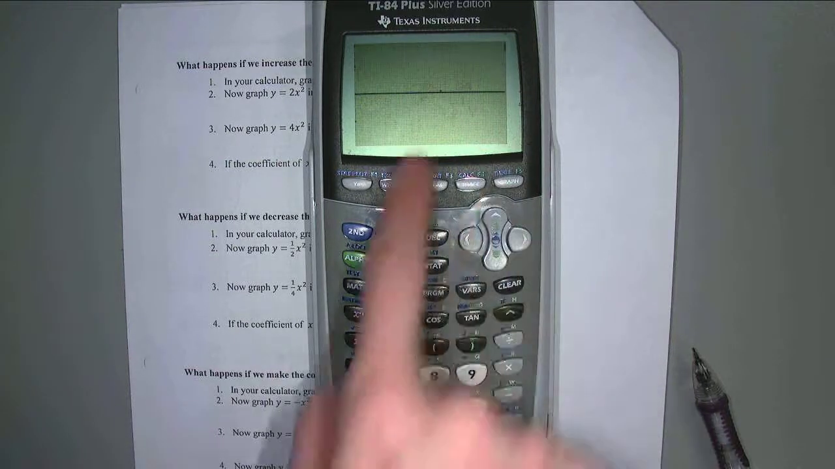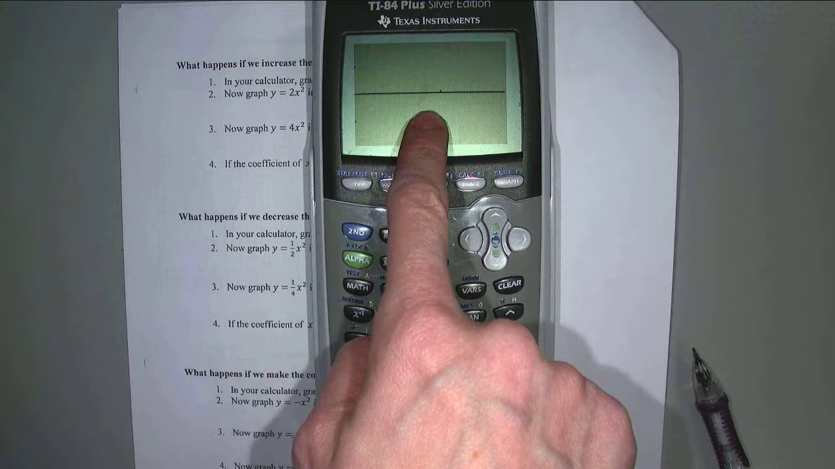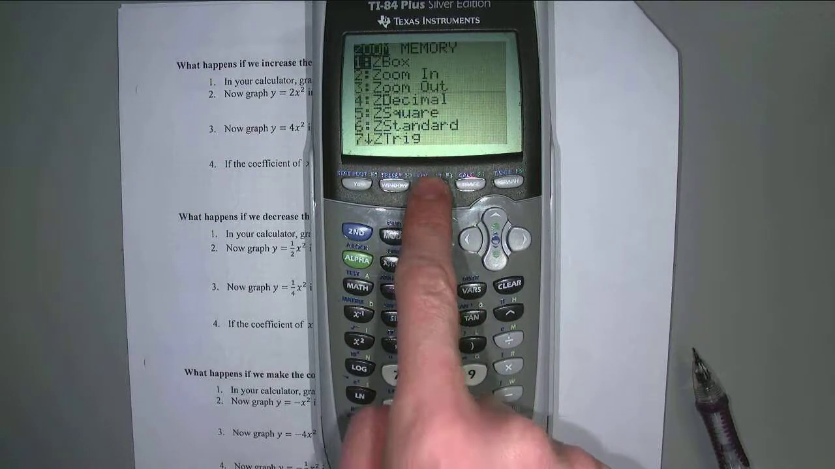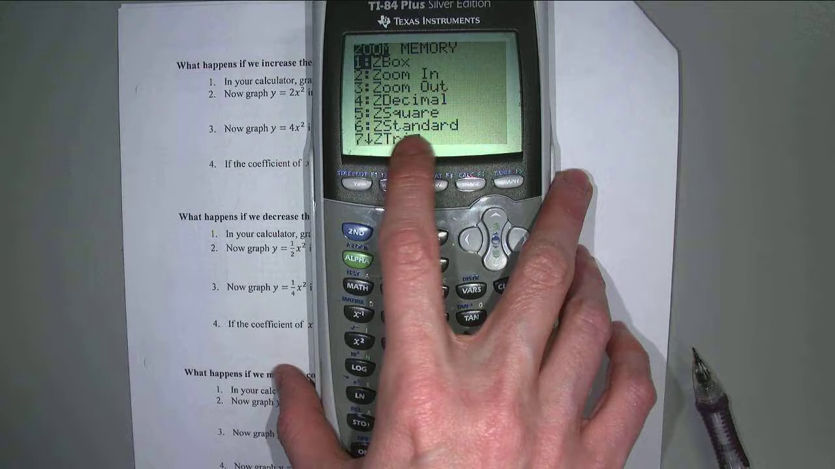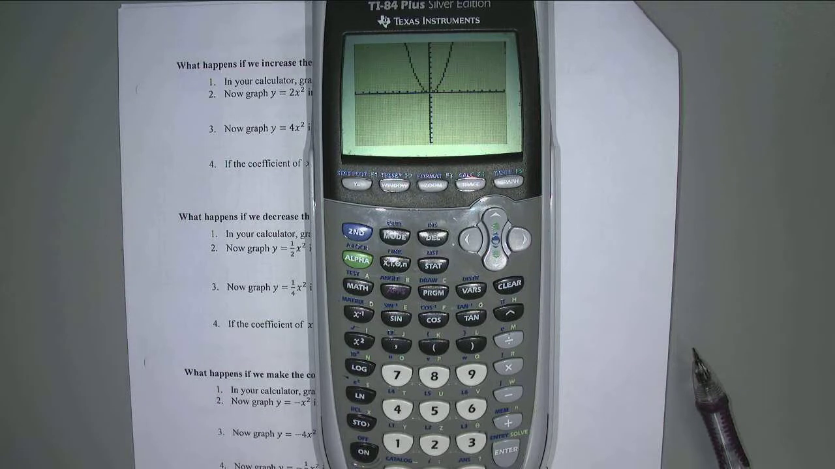And I'm going to hit graph, and I still don't see my parabola. But anytime you graph and you don't see your parabola, hit the zoom feature, and see how it says Z standard? It means zoom in to the standard negative 10 by 10, positive 10 by 10. So I'm going to hit 6, and it shows my parabola. Is that what yours look like?